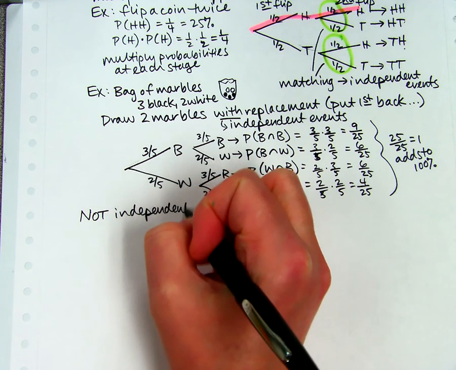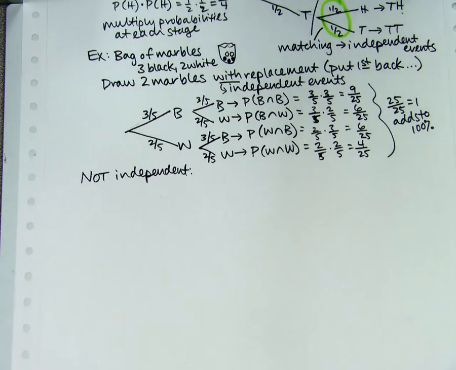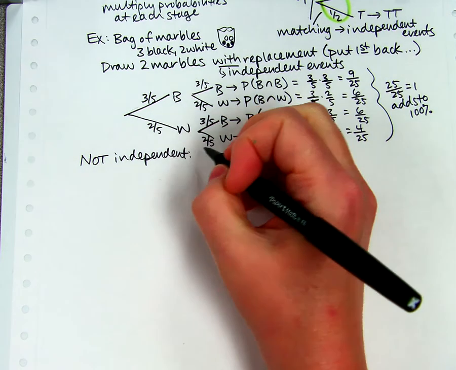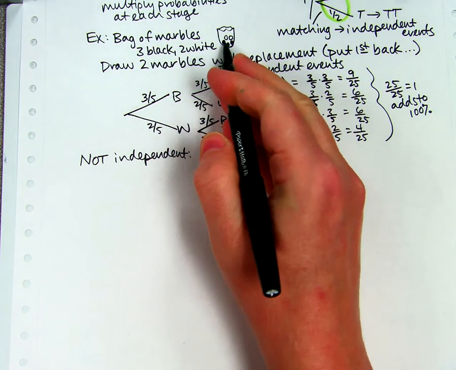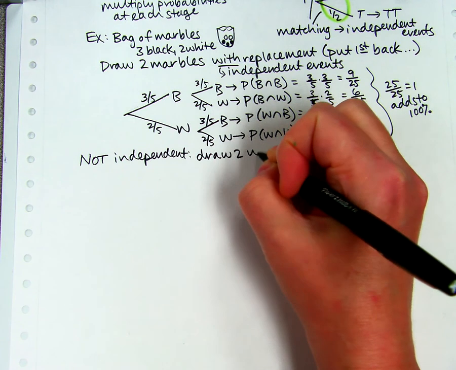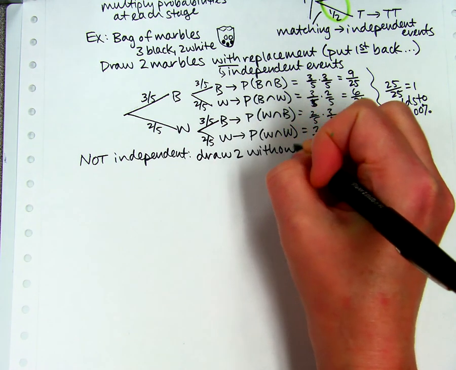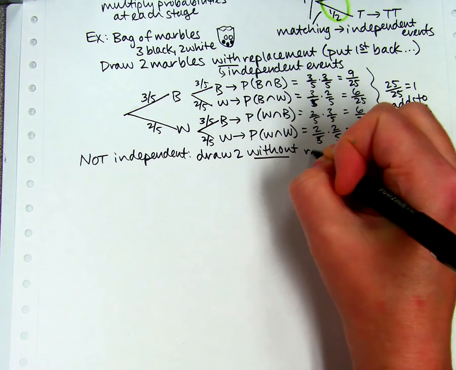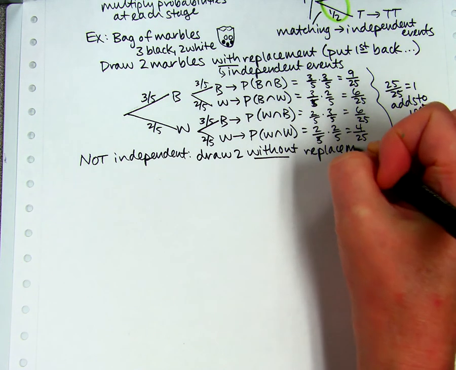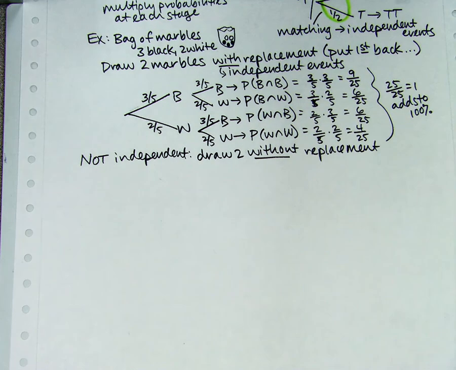And I didn't say dependent because, again, we're avoiding that word. In this one I'm about to show you, it would be dependent because what I'm going to do this time is I'm going to take that same bag of marbles and I'm going to draw 2 without replacement. And when I draw two without replacement, actually I'm going to pause.